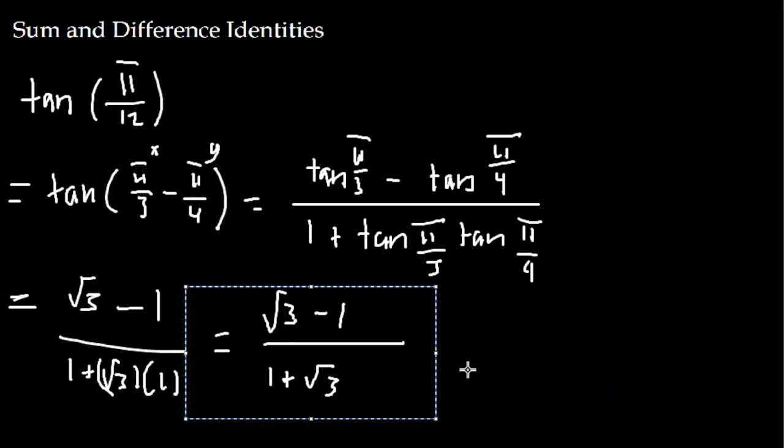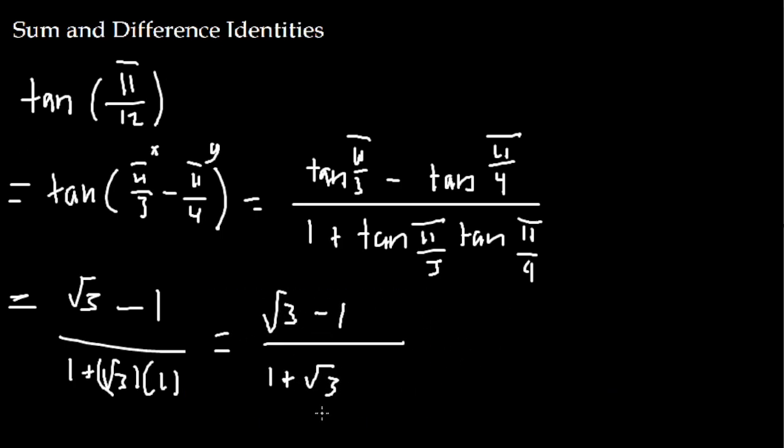Now, is this already our final answer? Hindi pa. Since meron pa tayong square root sa baba. We need to simplify this. Now, in order for us to simplify, is by taking the conjugate of the denominator.